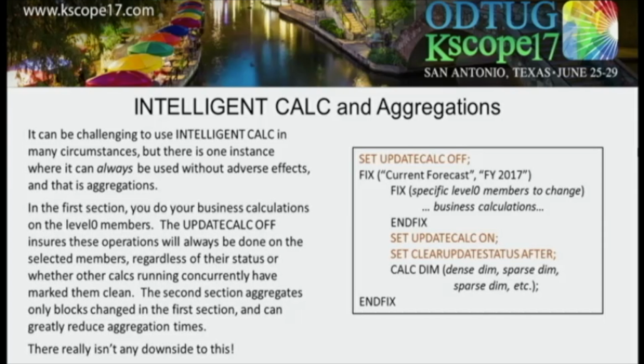There is no downside to this. You will not have a problem with concurrency. We use it everywhere. And your ag times go way, way down because you're only agging the blocks you changed. The reason why you don't have any concurrency problems is the first part of it, you set update calc off. So you always did those blocks, regardless of whether they were clean or dirty. It's only the ag that you turn them back on again. Turn update calc on. No downside to this, really.